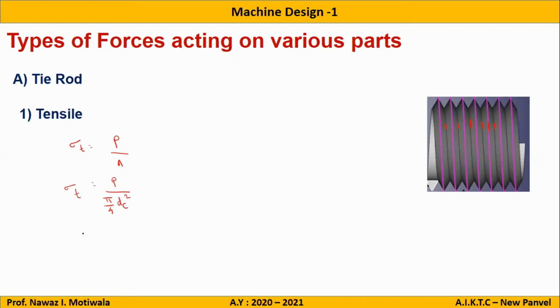And now what is the unknown in this? Core diameter. Yes, core diameter of the tie rod, that is DC. So from here I will get the answer for DC in mm. Okay, should I proceed further?